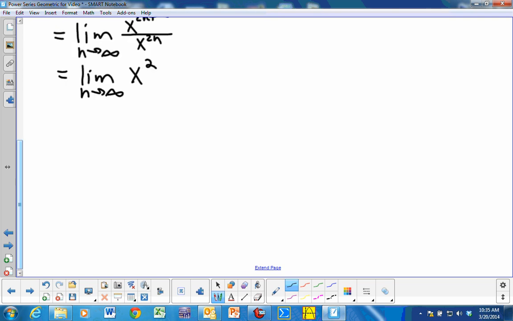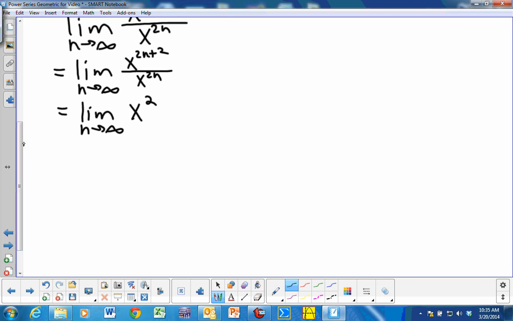Well, remember that x squared is actually basically a constant in this case. n is the thing that's changing, not x. So that means my limit is actually just x squared. Because if you took the limit of 5, the answer is 5. So x squared is like that.